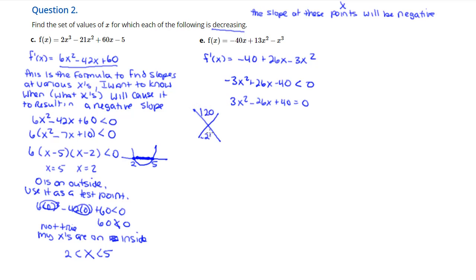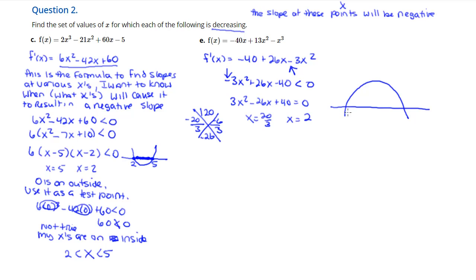I'm going to do a factor thing. I'm going to put 120 on the top, negative 26 on the bottom. I'm going to find out that I have negative 20 and negative 6 as my numbers, giving me my x's as 20 over 3 and 2. And all I do is do a quick sketch.